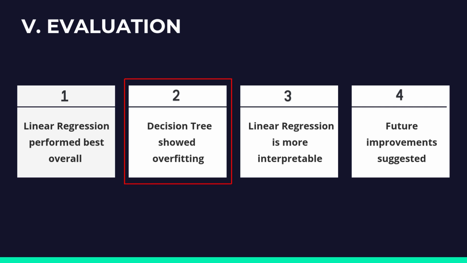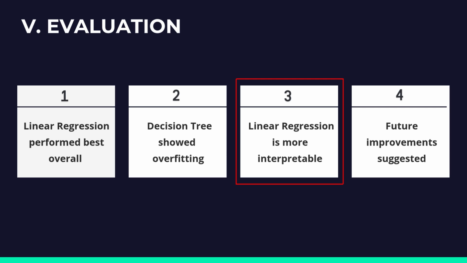Next, we observed that the decision tree regressor showed signs of overfitting. While it reached a very high training accuracy of 94%, its test results were weaker with a lower R squared score and higher error. This means it performed well on known data but struggled to generalize new data.